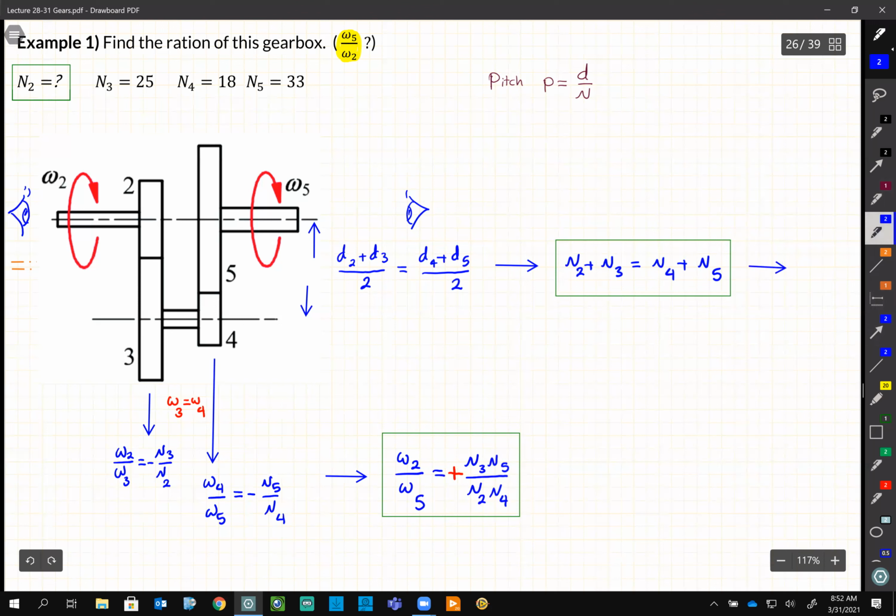So voila, you got it. Came French for a second. So from here, you can find n2, 26. Replace it here. And you will get omega 2 over omega 5, I believe 176, but please check my calculation.